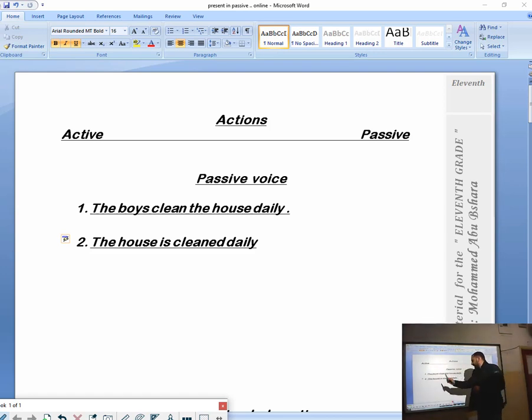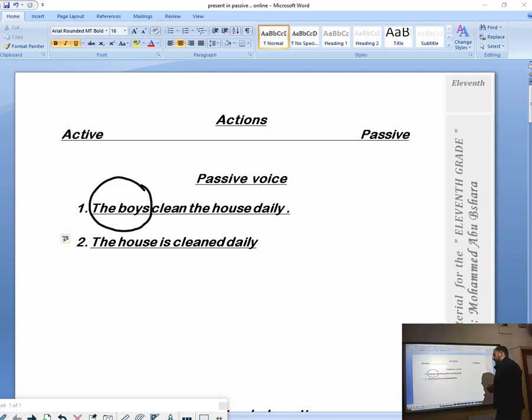The first sentence is, the boys clean the house daily. If I ask you, who cleans the house daily, you will answer that the boys clean the house daily. But if I ask you to read the second sentence, the house is cleaned daily. Who cleaned the house? You can't answer who cleaned the house because we don't know the doer of the action in the second sentence.